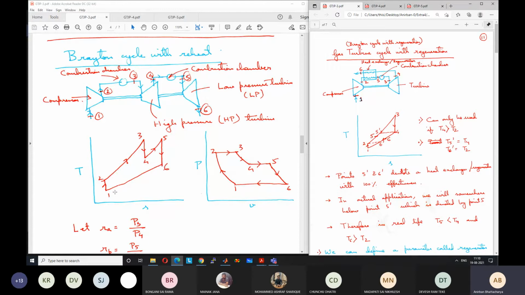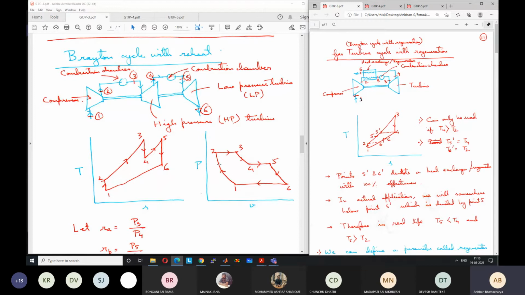You can close the cycle by assuming that there is a constant pressure heat rejection process from 6 to 1. So this is how the cycle looks. 1 to 2 is the isentropic compression, 2 to 3 is constant pressure heat addition, 3 to 4 is isentropic expansion in the high pressure turbine, 4 to 5 is the second constant pressure heat addition, 5 to 6 is the isentropic expansion in the second turbine, the low pressure turbine, and 6 to 1 is constant pressure heat removal.